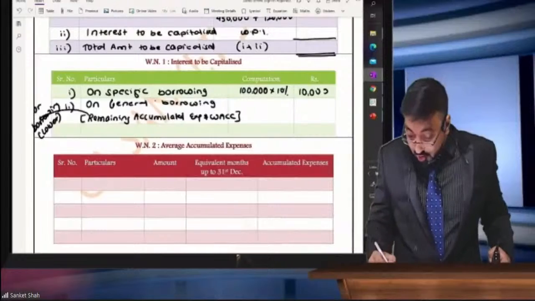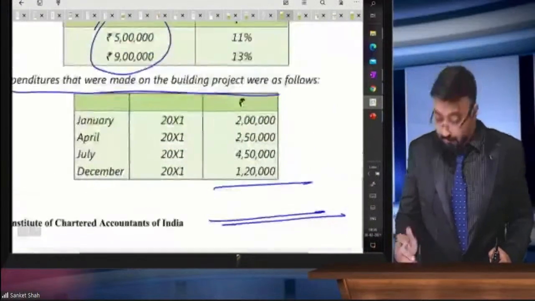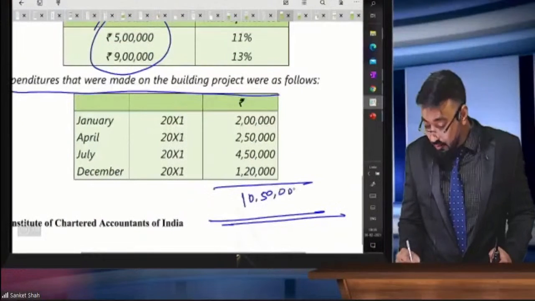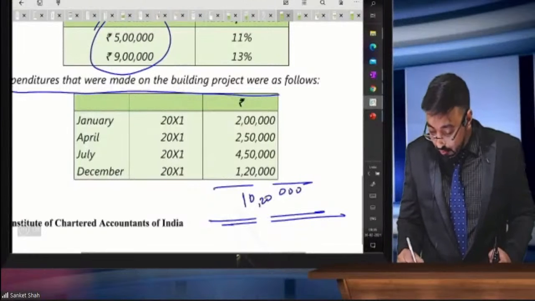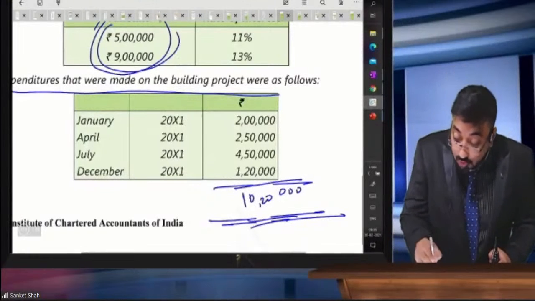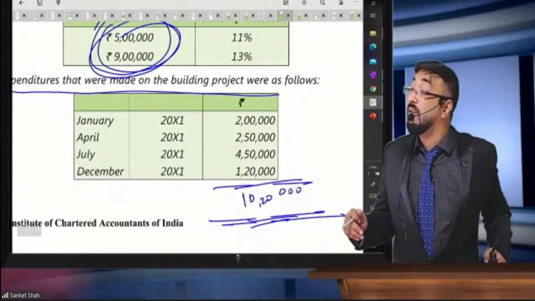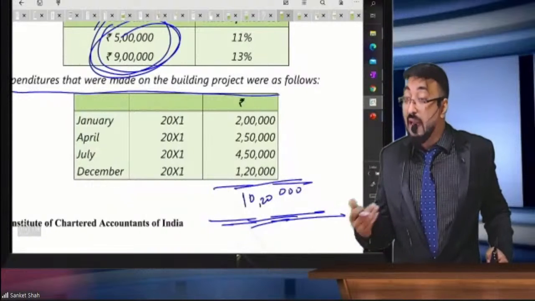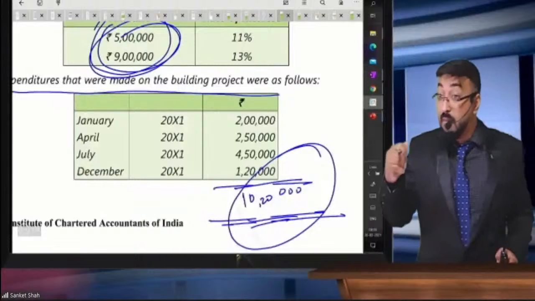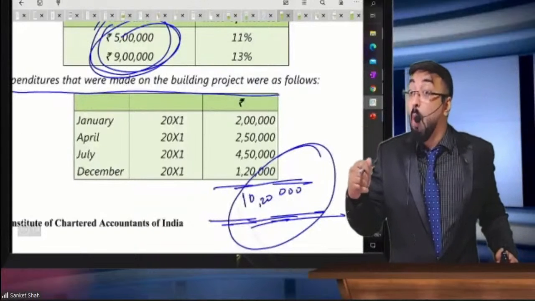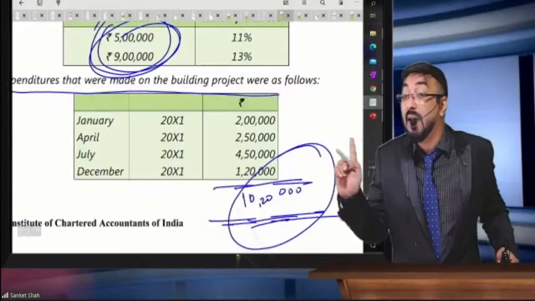Now here, first you have to check. My total expenses, tell me, 10 lakh 50,000. Sorry, 10 lakh 20,000. And my total borrowing is 14 lakhs. So I will consider 10 lakh 20,000. Here my accumulated expenses are lower. But remember, ICAI may give you borrowings which are less than accumulated expenses. In that case, you won't consider 10 lakh 20,000.